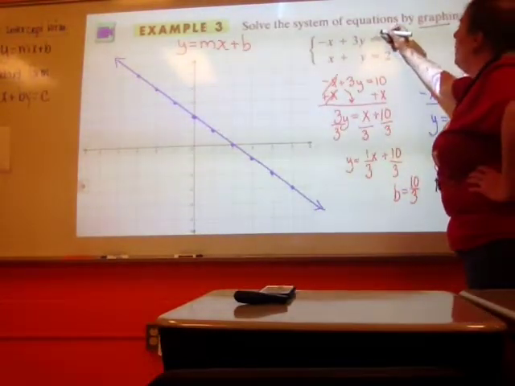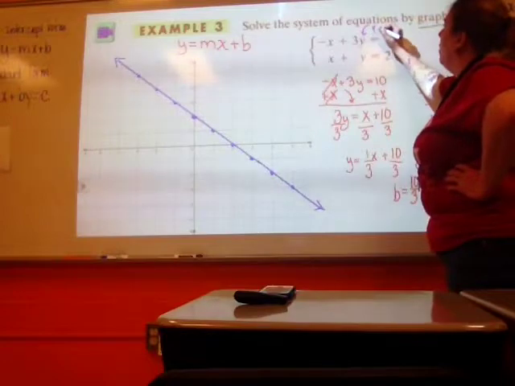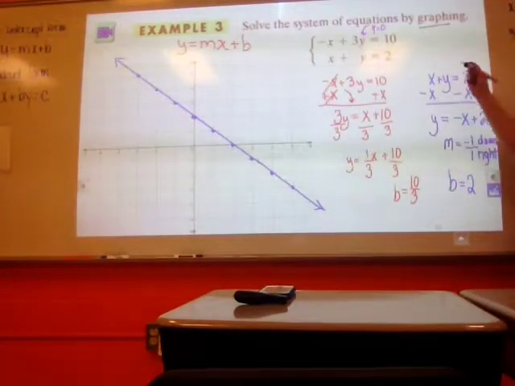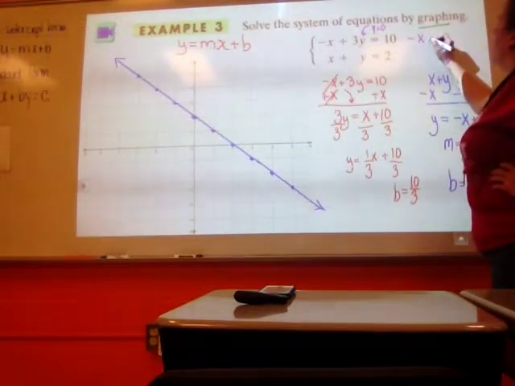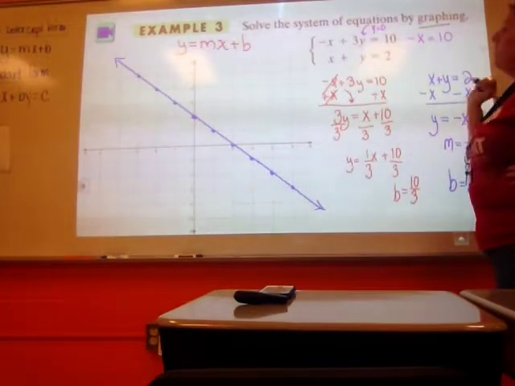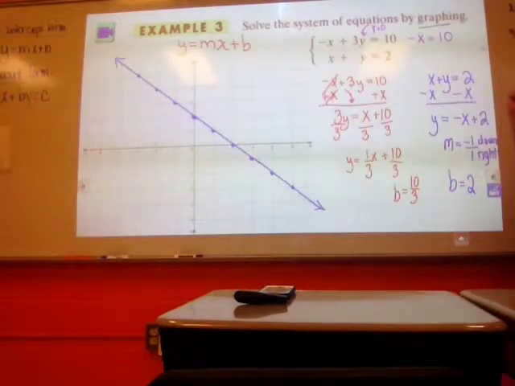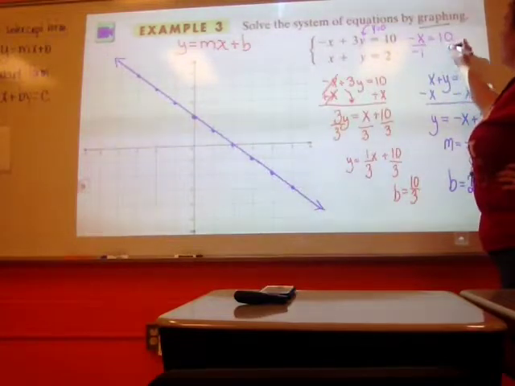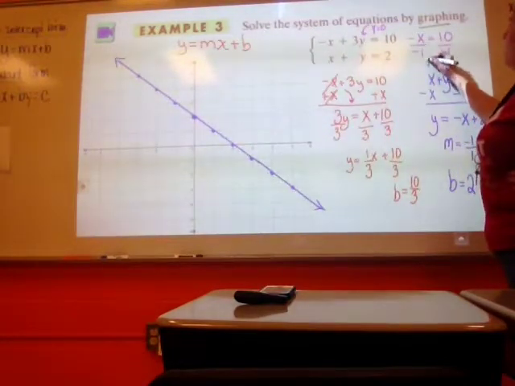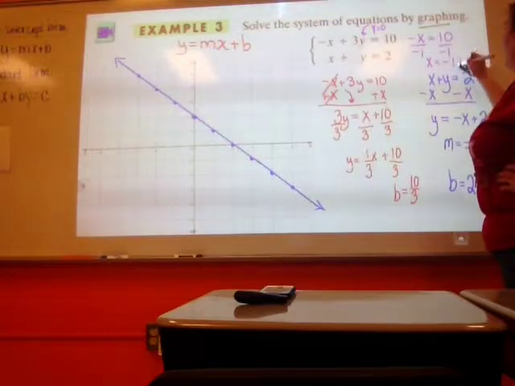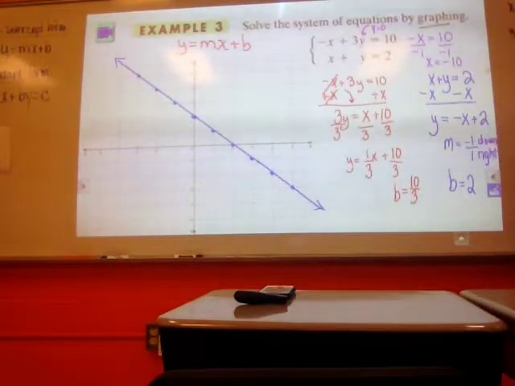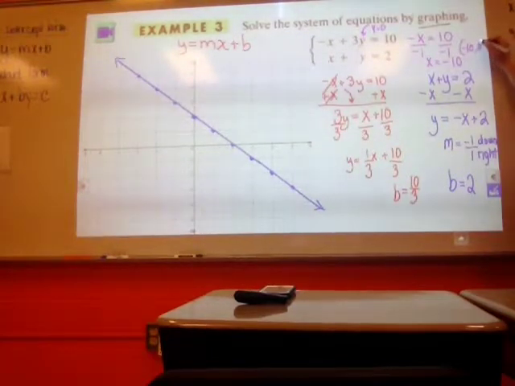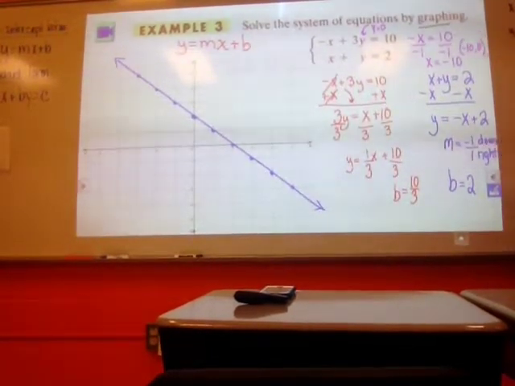So if I came way back up here and I let y equal 0, do we all agree I'm going to find my x-intercept? Okay? So it would be negative x is equal to 10. Right? Everybody agree with that? And then it's going to be negative x. I got to get rid of my negative. So x would actually be negative 10. So what's my x-intercept going to be? Negative 10, 0. Agree?